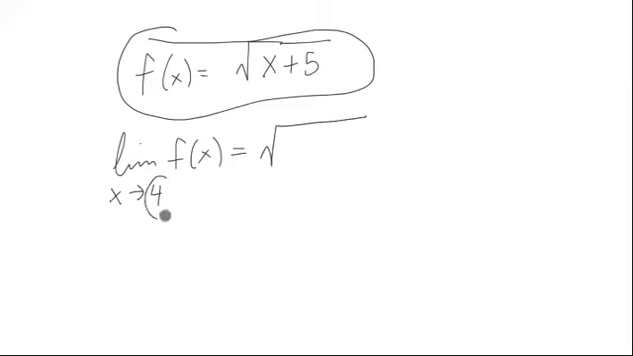So we can plug in the 4 in for x, and we get square root of quantity 4 plus 5, which is the square root of 9, which is 3. Hence, we've just computed the limit of a nice continuous function.